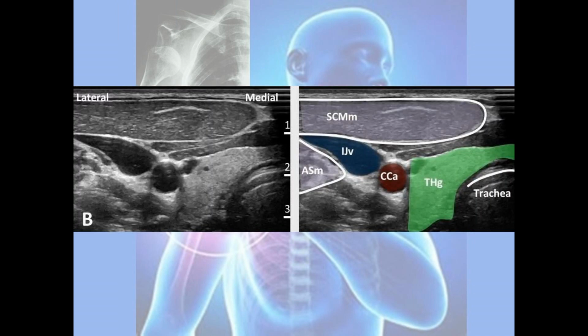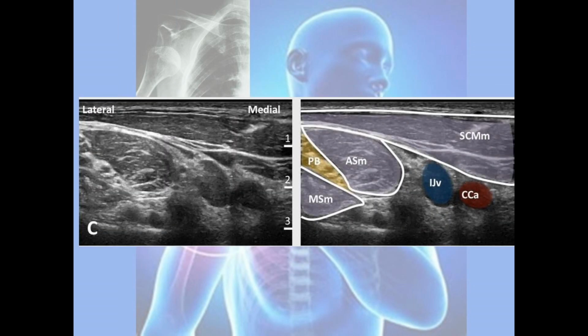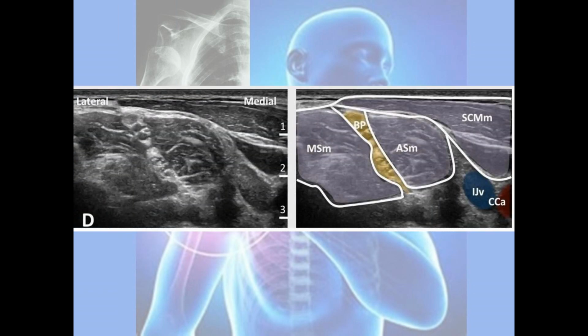As you slide more and more laterally, you start to visualize the anterior scalene muscle coming into view of the ultrasound. As you slide more lateral, the middle scalene muscle also comes into view. In between the anterior scalene muscle and the middle scalene muscle are the roots of the brachial plexus. This is where we will do the block.